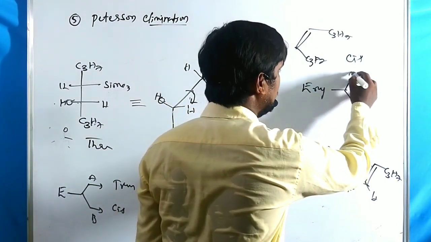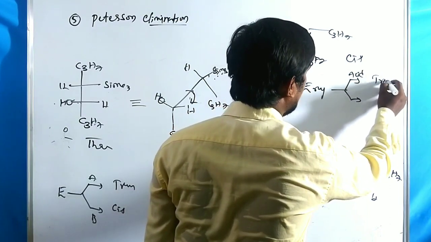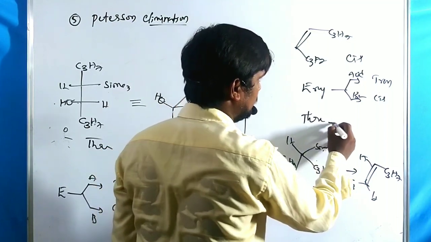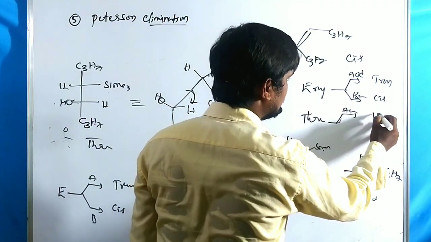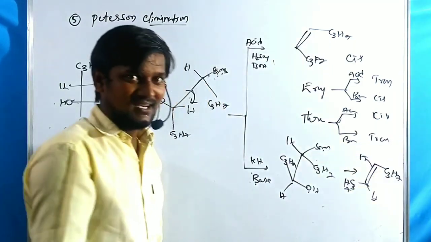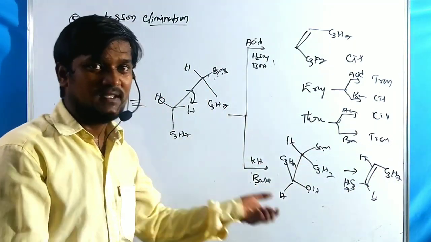Now let us conclude the erythro and threo isomers. Erythro: in case of acidic medium, we will get the trans product; in basic medium, we will get the cis product. In case of threo: acidic medium gives the cis product, basic medium gives the trans product. We already covered those molecules in our lecture.